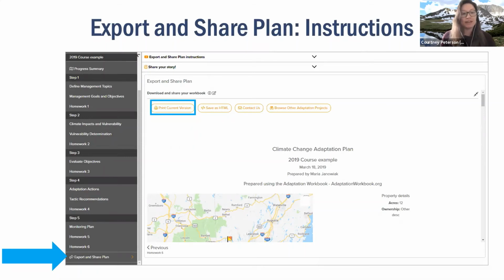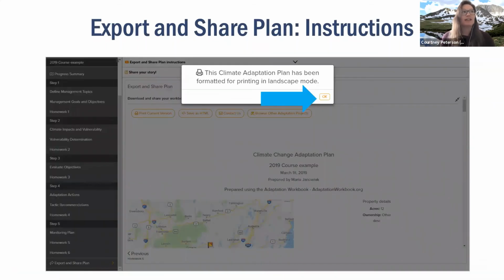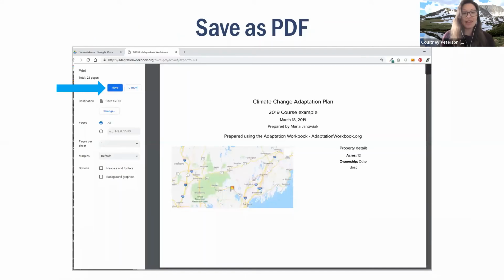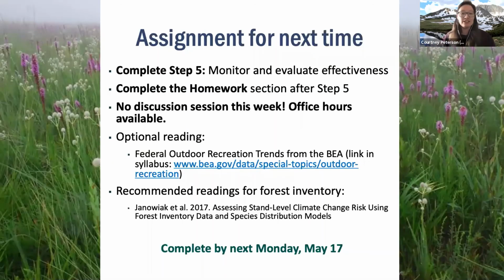And then when you do that, it'll pull up a little comment box and it'll say this climate adaptation plan has been formatted for printing in landscape mode. So all you need to do is hit OK. And then finally, there'll be an option to save. And so then you can save it as a PDF to your computer so that you can reference your plan later. And so then that's really it. It's pretty easy, but if you have questions, feel free to ask any of us and we're happy to walk you through that process. Or if you're running into any issues or can't save it for any reason, please let us know.